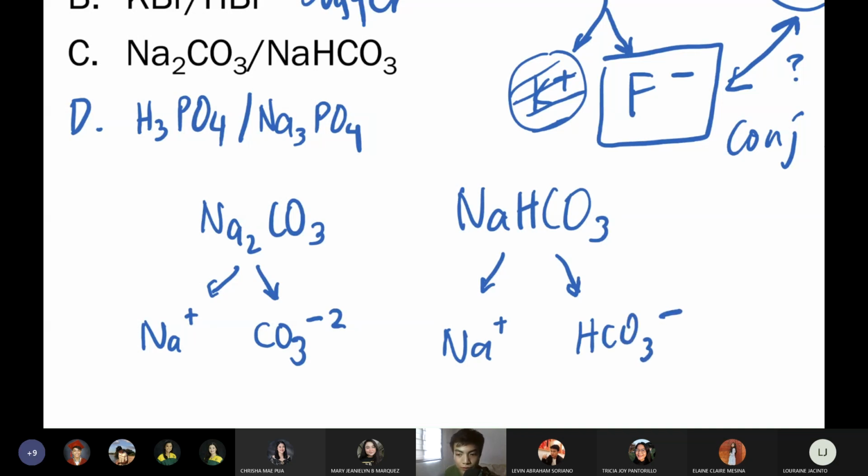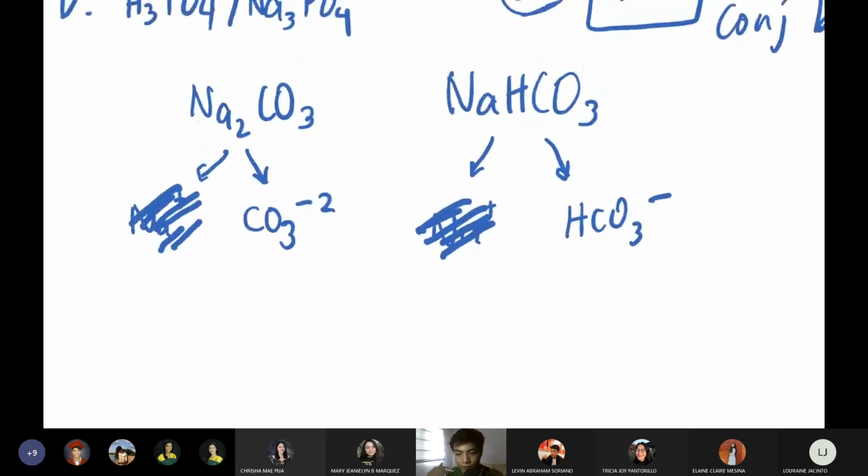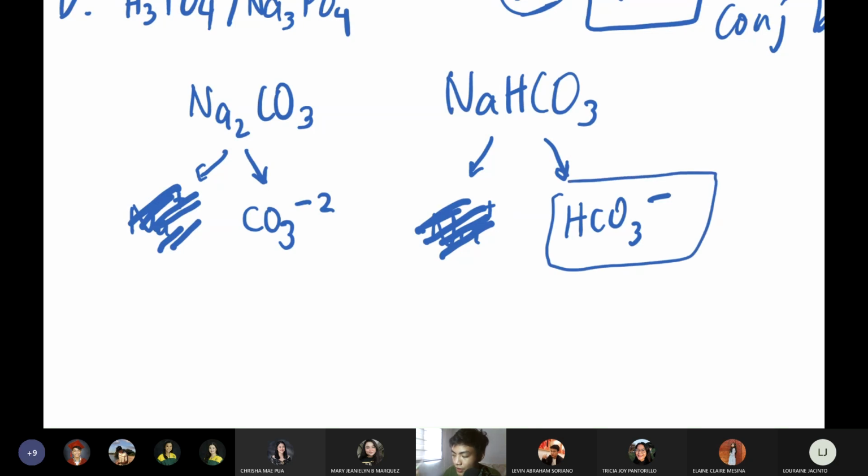Basi this time, alam nyo na dapat yung charges, ha? So if you have both ionic compounds, split mo sila into ions and disregard the metals. Burahin mo yung mga metals. So tingnan mo yung mga natirang ions mo. Are the two ions related? So they are also related. Bakit? Ano yung difference nila? Isang H lang. Okay? So itong HCO3 and CO3, they are related, kasi isang H lang pagitan nila.